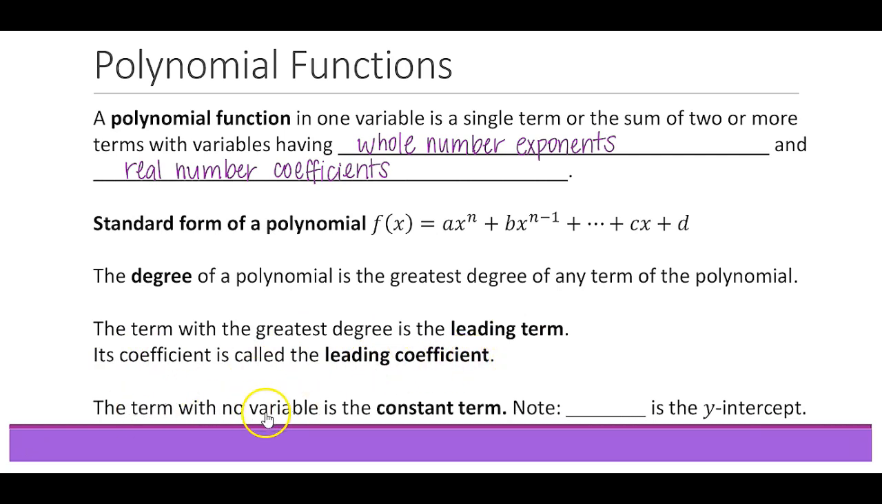The term with no variable is the constant term. So in this standard form of a polynomial, the value of d has no variable, so that is the constant term. So note that 0, d would be the y-intercept. Recall, to find y-intercepts, you let x equal 0, so the only term that would be remaining is the constant term, in this case d.